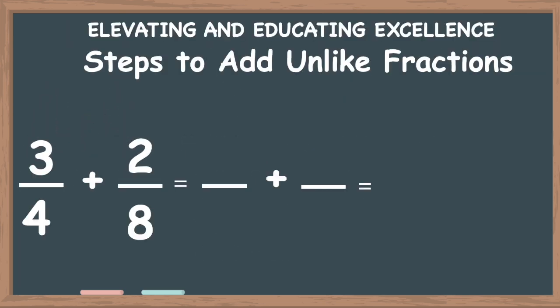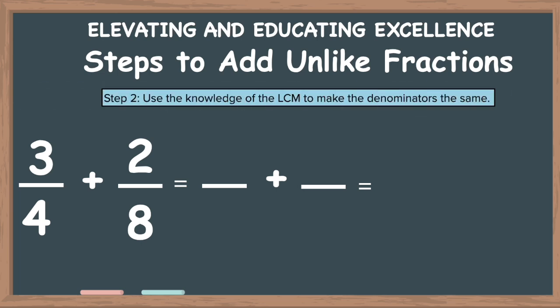Now that we know that the LCM is 8, we're going to make sure that the bottom numbers in both fractions are equal to 8. Again, step number 2 is using the LCM to make the denominators the same. So we're going to do 4 times 2. And remember, what we do to the bottom, we must do to the top. So that means we're going to do 3 times 2. 4 times 2 equals 8, and we move the 8 to the new fraction. Then 3 times 2 equals 6, and we move the 6 to the new fraction.